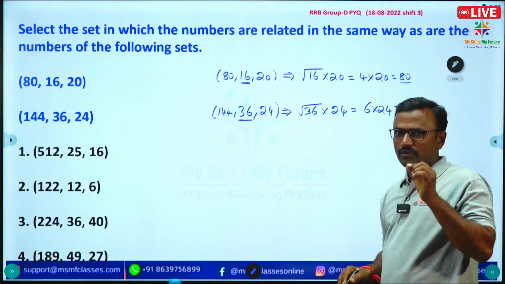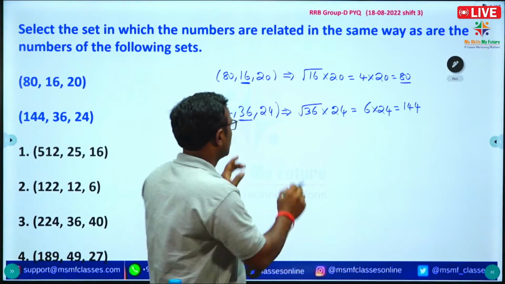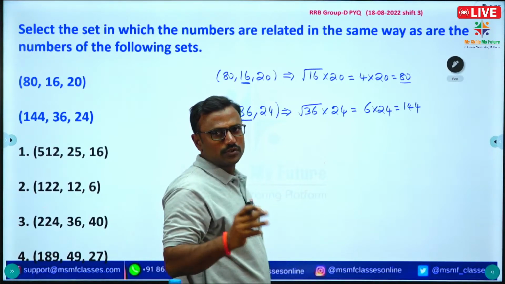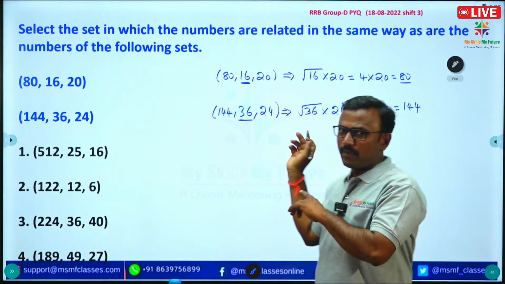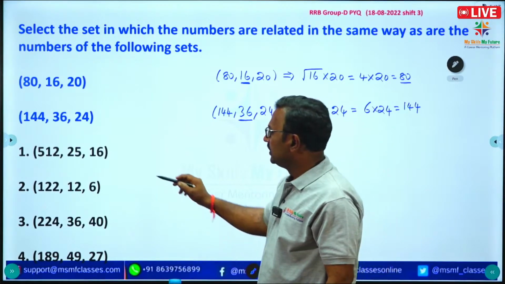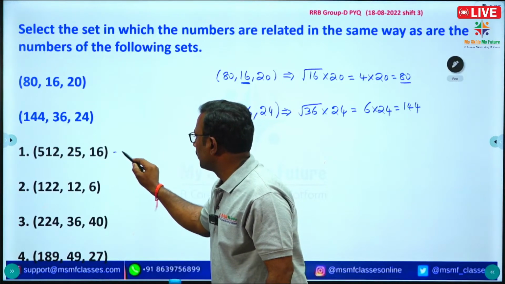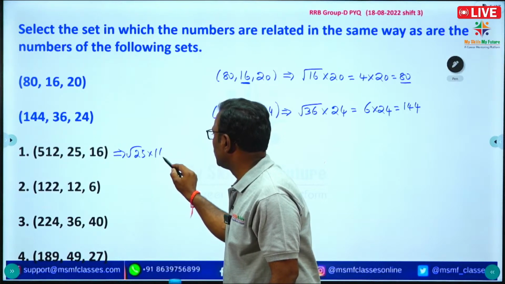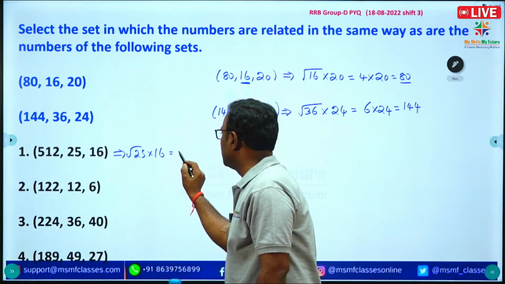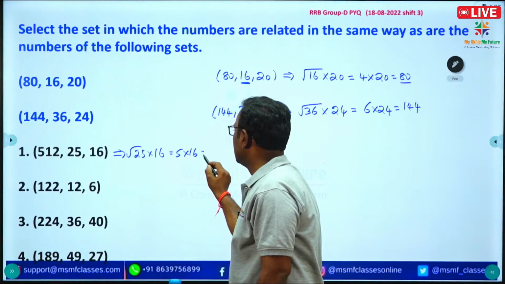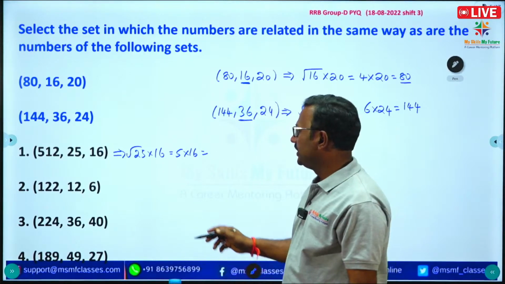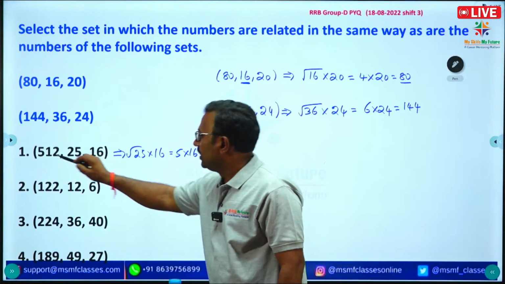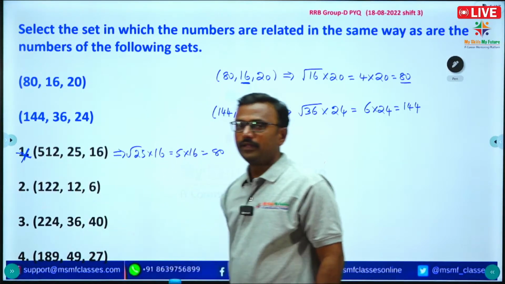So I hope you understood what the logic is here: root of the second number into the third number. See the options, which option will satisfy the same logic. Here root 25 into the third number 16. Root 25 is 5, 5 into 16 we get 80. So here the first number is 512, so we can mark it as wrong.